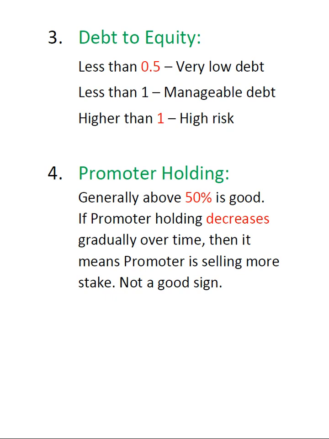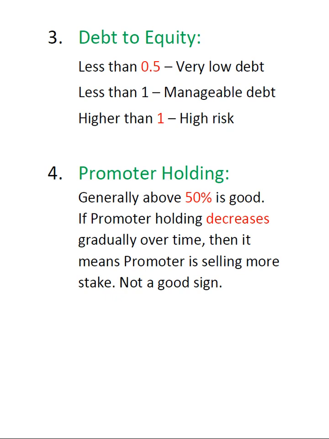Usually in India, the rule is that the promoter holding should be less than 75%. That is, at least 25% should be given to the retail public holding. Now, if the promoters are holding around 50% or higher, then it's a good company. They are holding with confidence. There will also be high liquidity in the secondary market, so it will be highly liquid to trade.